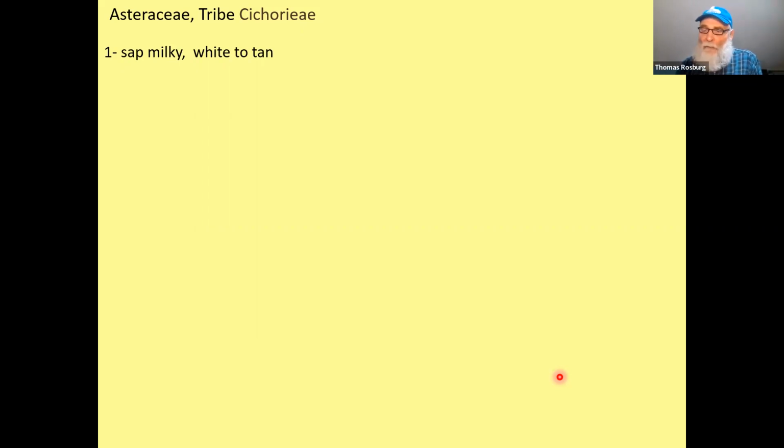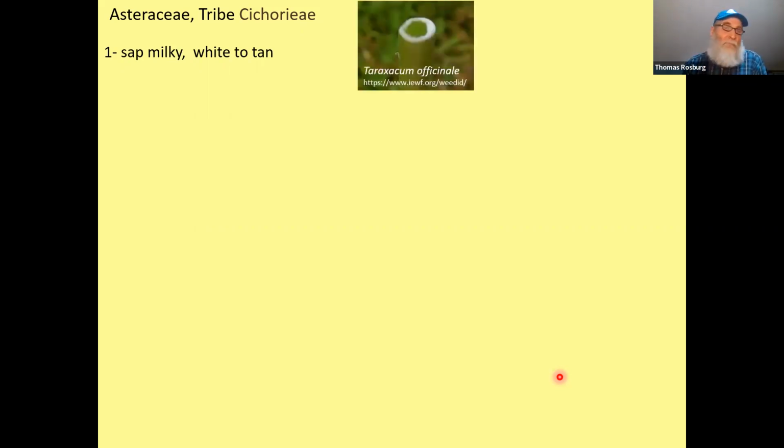And there's 6 characteristics that are important for it. The first one you see here is a really good one, because it really helps us separate these species from all the rest of the Asteraceae: they have milky sap. And it can be different colors, as we'll see tonight. Dandelions right there have a white sap. And again, this is the sap, the sugary material, the food material that is conducted through the phloem.